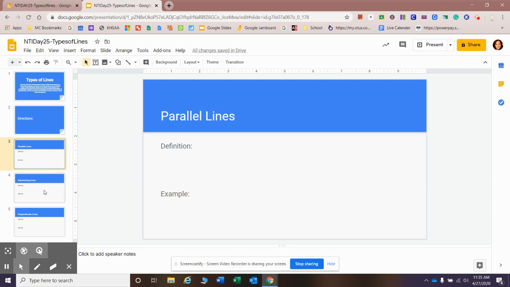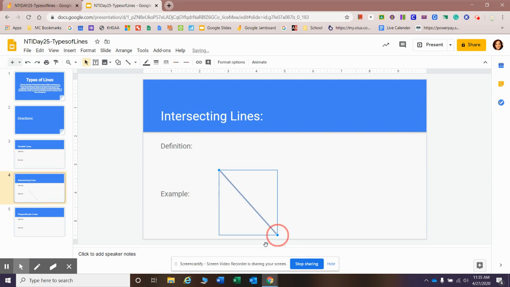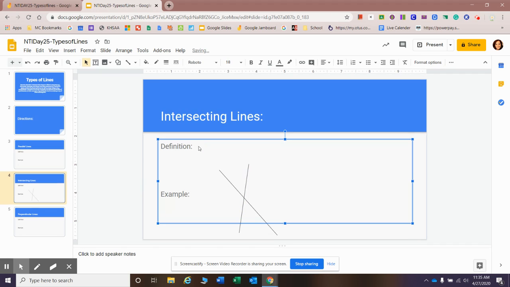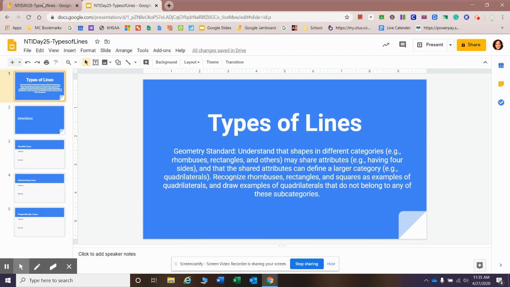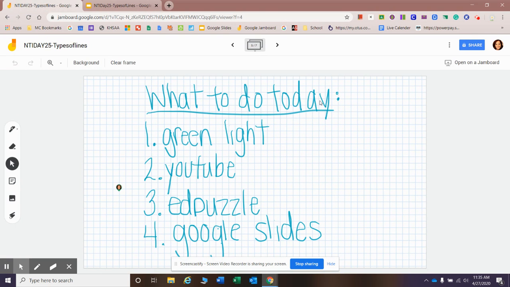You're going to do that for all these slides. So intersecting. We know examples of intersecting. You'll go ahead and you'll insert the lines. Boom. And boom. Okay. So you'll write your definition in here, and then you're going to draw me an example. And do those. All right. So let me know if you have any questions, and make sure that you get all 4 of these things done today. The Edpuzzle is a fun little song that helps you remember the 3 different types of lines.